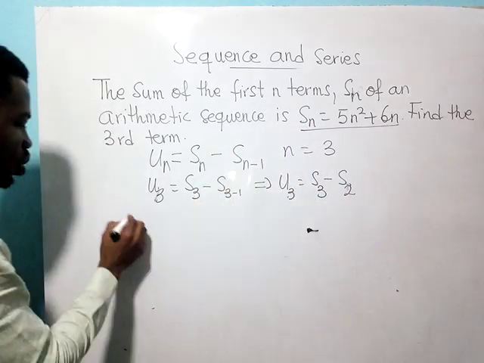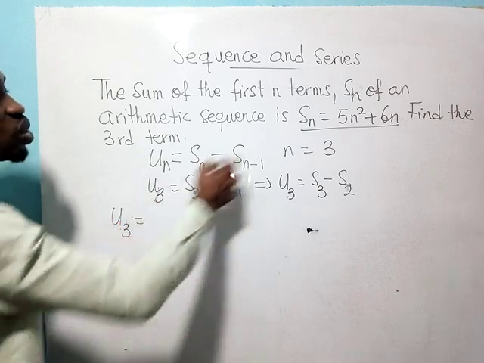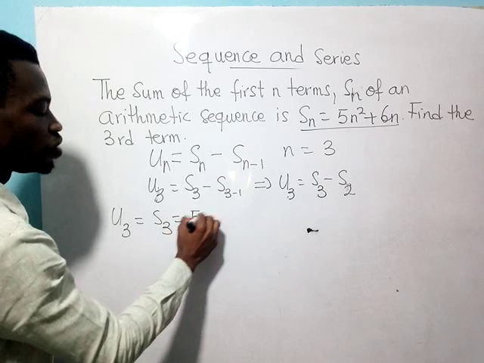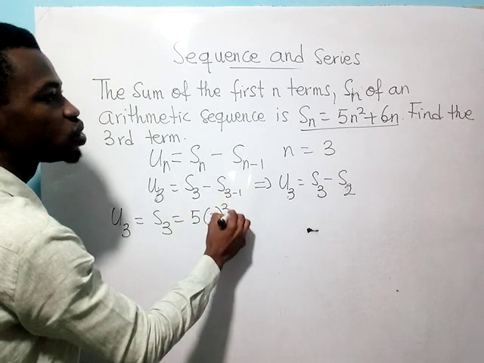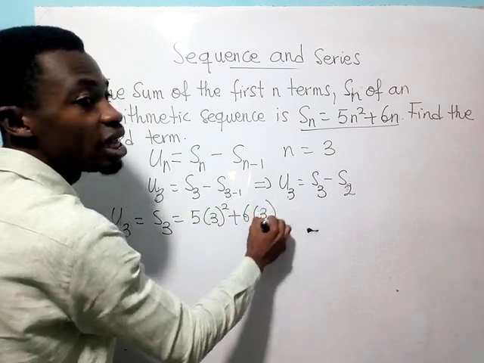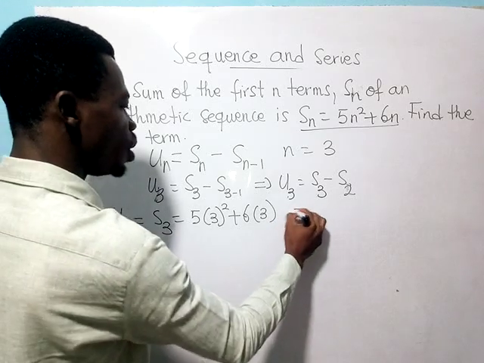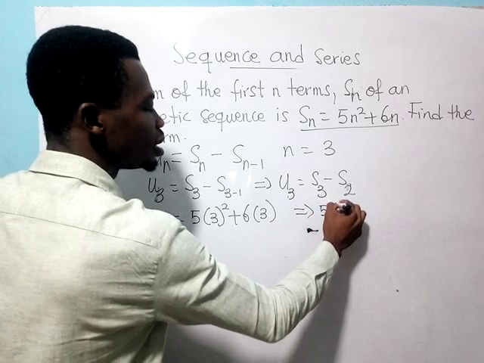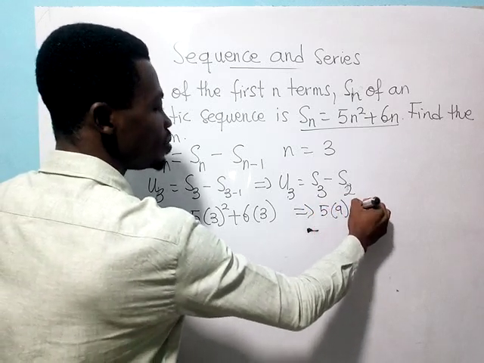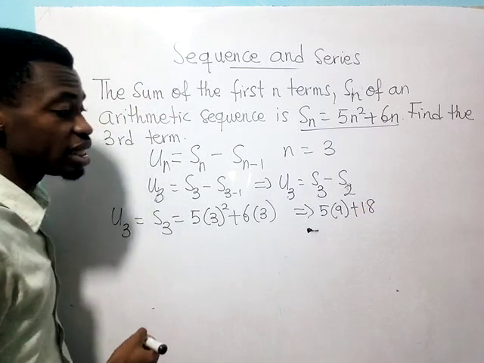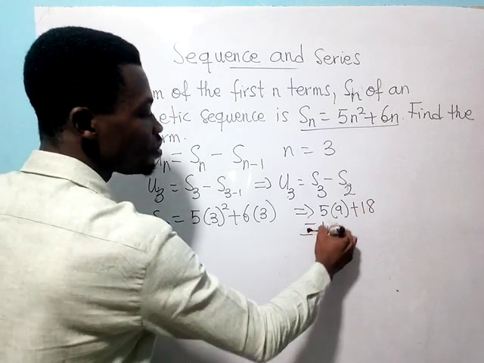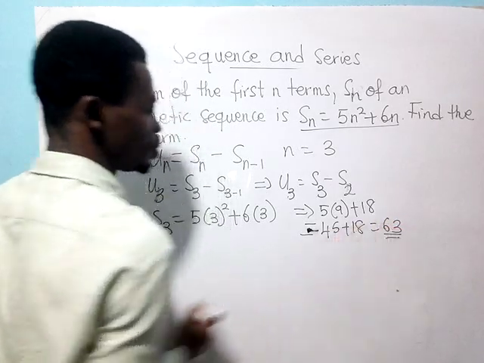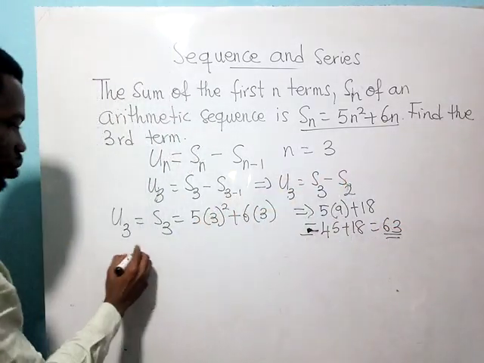So now let's go. With S3, we have 5 times bracket 3 to the power 2 plus 6 times 3. 3 to the power 2 is 9, so 5 times 9 is 45, plus 6 times 3, which is 18, giving us 63. Then we work for S2.